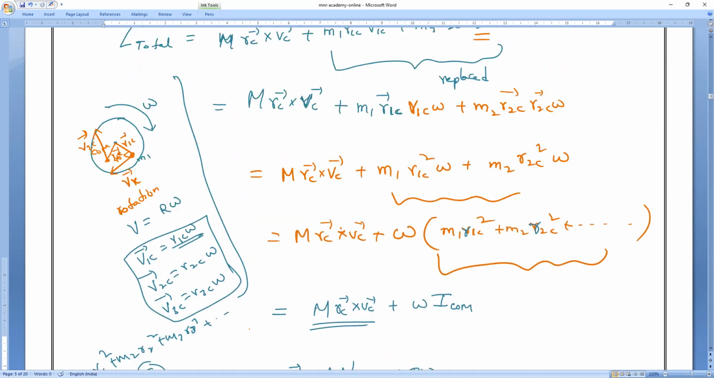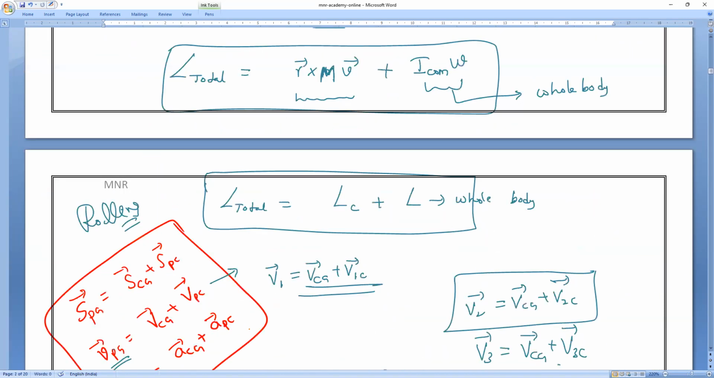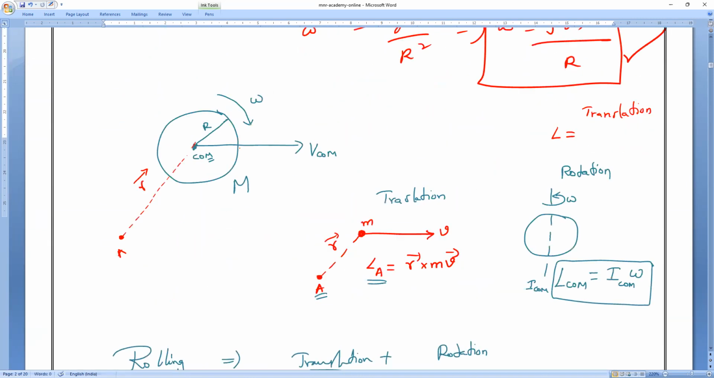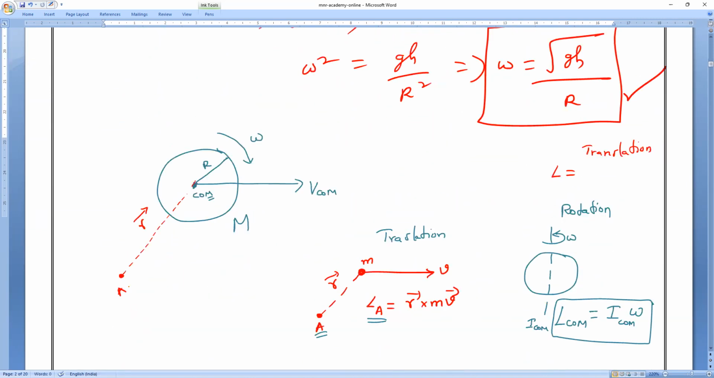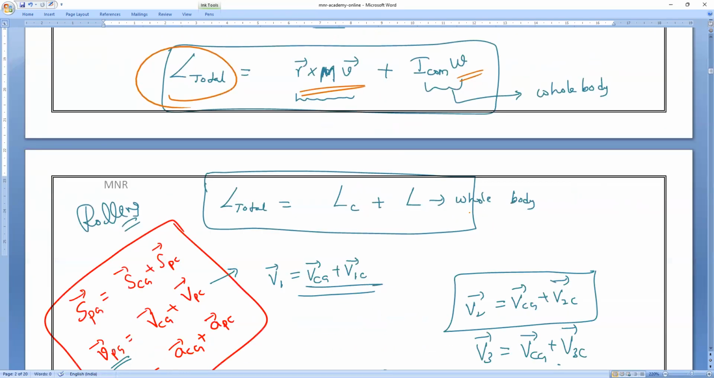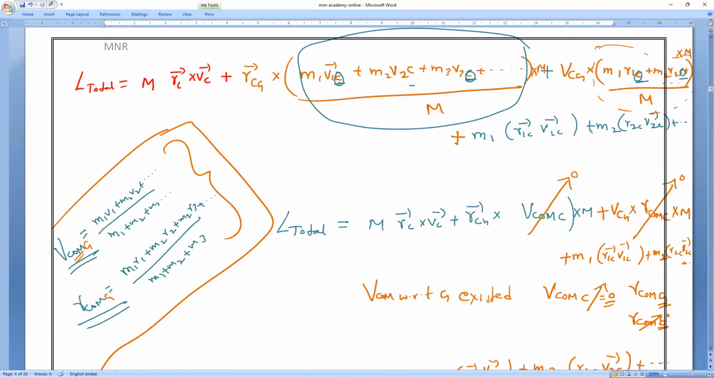Yes? Verified, all of you. Correct or not? What is our relation? Check it, everybody. R into M into V plus I into omega. This is the total angular momentum of a rolling body with respect to some particular point. That is translational plus rotational motion. If I mix it, this is the biggest derivation. You have to remember many things.